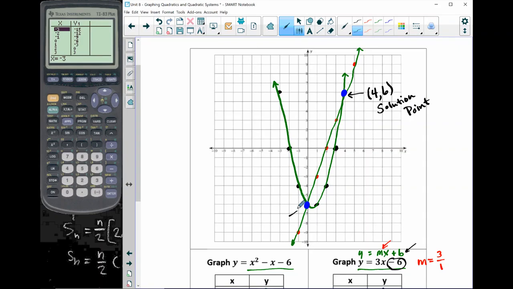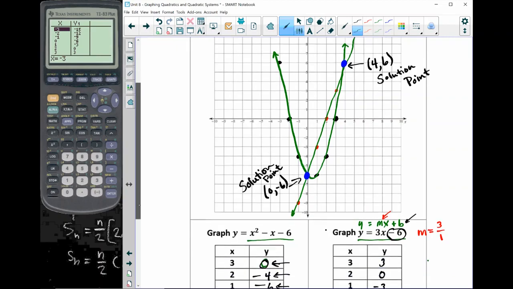And this point down here, which I can write as 0 because I'm staying on the y-axis, and then I'm going down 6. That point is also a solution point. Okay, so that is how you solve one of these problems, okay?